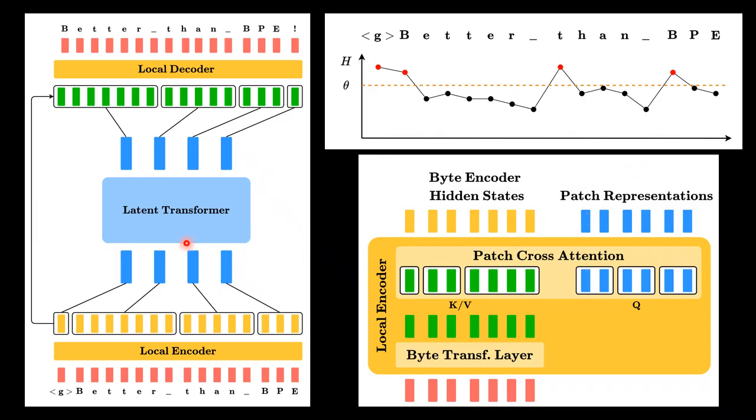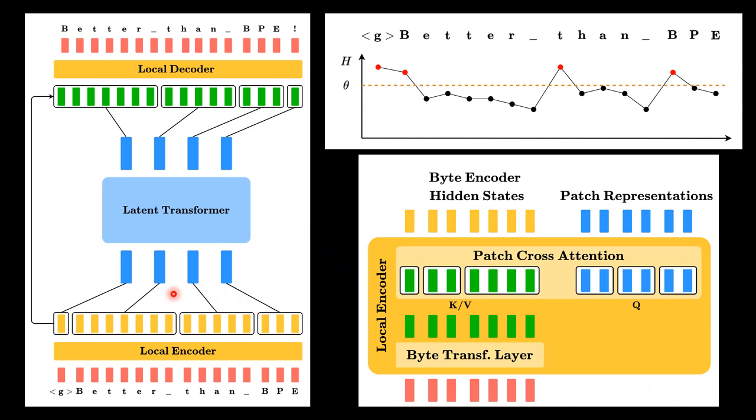Second, we have a large latent transformer. This operates only on patches. This is where most of the compute goes, and because patches are long, this transformer runs far fewer steps than a normal large language model.